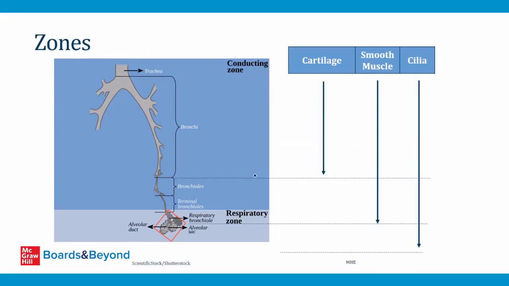And so back to this drawing we saw here, you can find cartilage in the trachea, and you can find it in the bronchi, but you don't find it beyond the bronchi down in the bronchioles. Smooth muscle can be found everywhere from the trachea all the way down to the respiratory zone and the respiratory bronchioles. And then finally, cilia you find along the entire length of the respiratory tree, starting at the bronchi all the way down into the bronchioles.